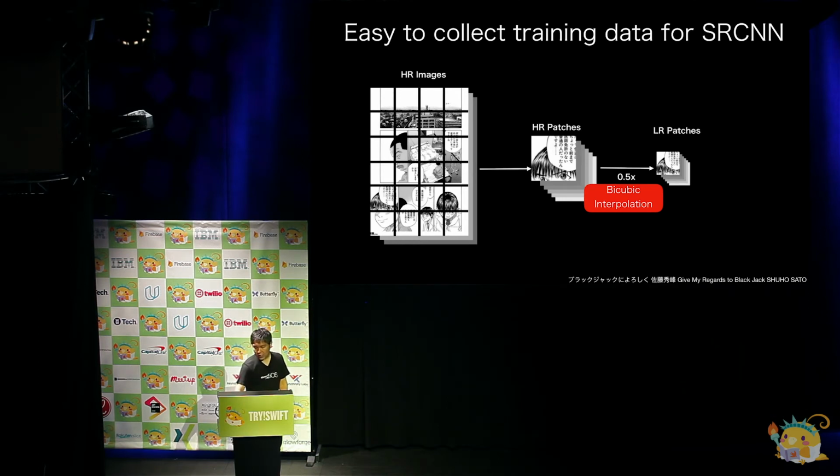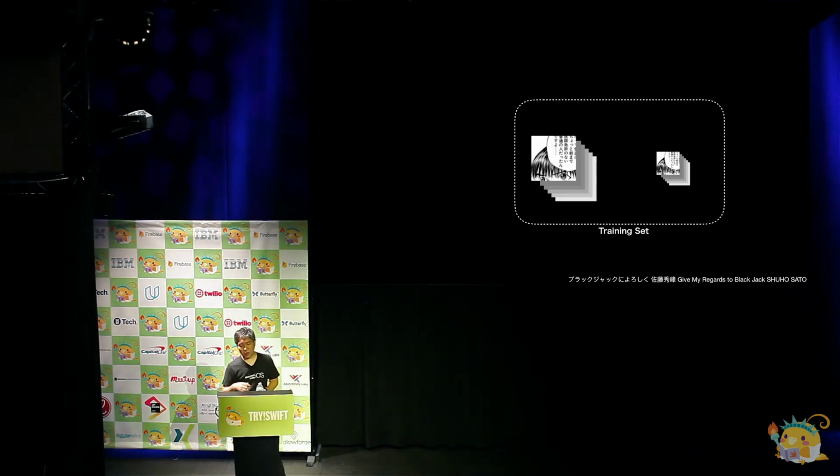First, obtain patch images by breaking up the high-resolution image into patch images. Second, resize the patch images to 50% using bicubic interpolation. Bicubic interpolation is a method for image resampling. That's all. It's very easy. These pairs make up the training data to be used in the actual FSRCNN model training.